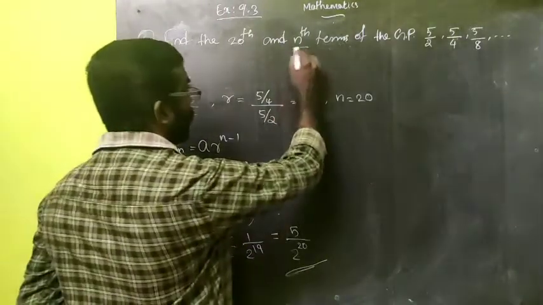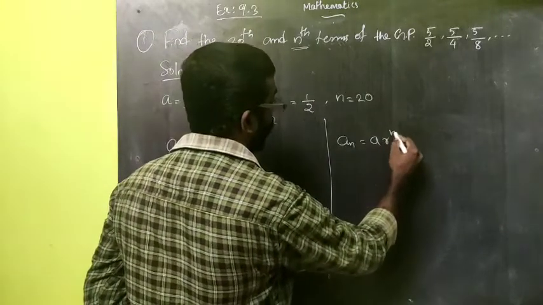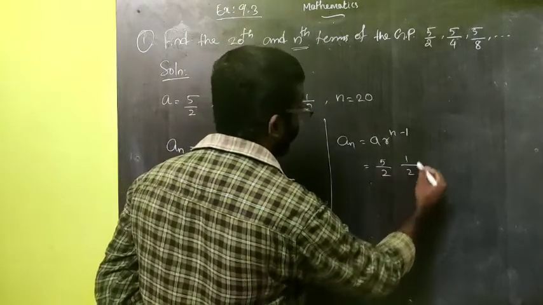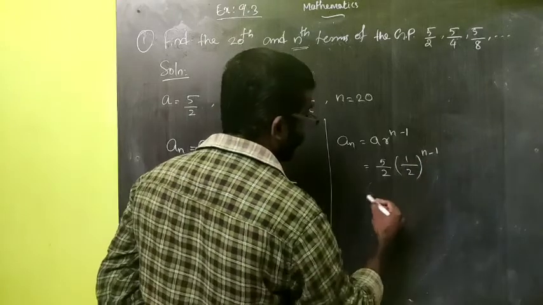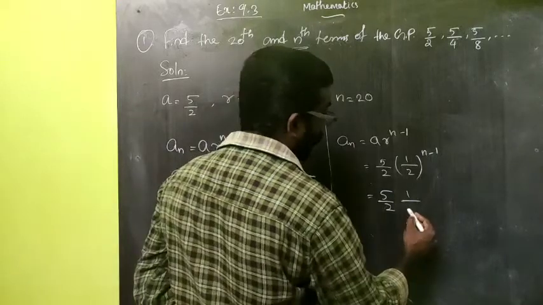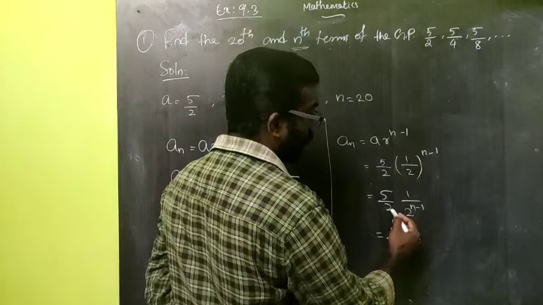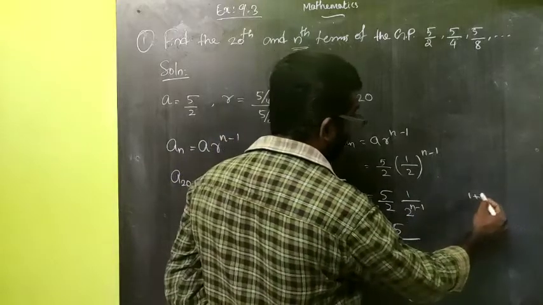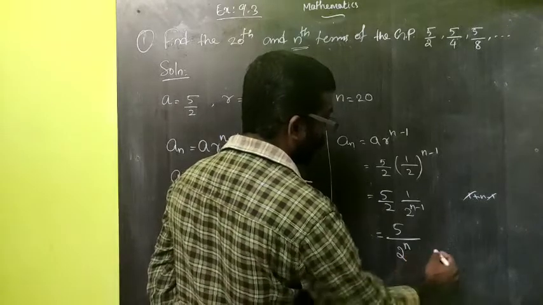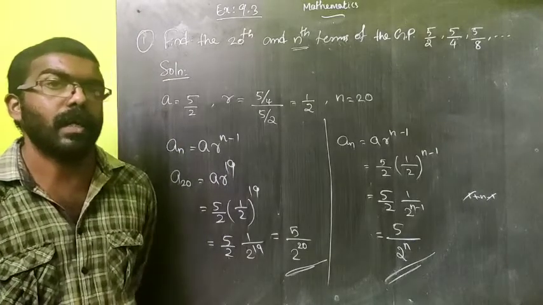The next is the nth term. So a_n is equal to a r raised to n minus 1, which is equal to 5 by 2 into 1 by 2 raised to n minus 1. That is 5 by 2 into 1 raised to n minus 1, into 1 divided by 2 raised to n minus 1. That is 5 divided by 2 raised to 1 into 2 raised to n minus 1. That is 1 plus n minus 1. Minus 1 and plus 1 get cancelled. We get 2 raised to n. So the nth term is 5 divided by 2 power n. Okay.